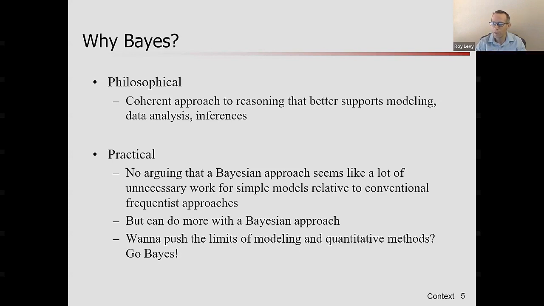If you want to push the limits of modeling in quantitative methods, very often we want to go with Bayesian methods. So I have colleagues who say, "Roy, I don't believe in any of that philosophical reasoning that you care so much about. I don't buy it. It doesn't matter to me. But I want to do this. And in order for me to get my work done, I turn to Bayesian approaches." I say, okay, great. Glad to have you on board.